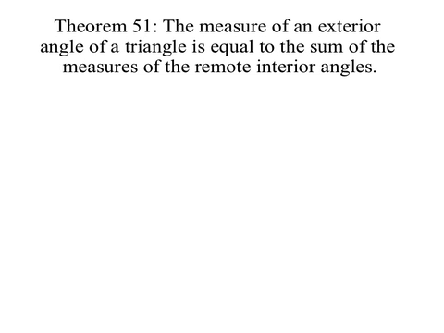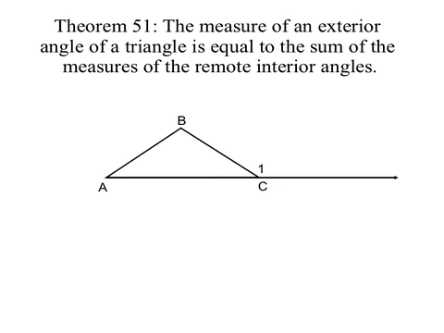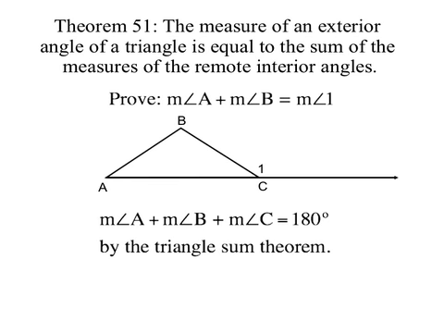And now another theorem. The measure of an exterior angle of a triangle is equal to the sum of the measures of the remote interior angles. We already had a proof that the measure of an exterior angle is greater than either of the remote interior angles, and now we're going to prove that it's equal to the sum of those two angles. Once again, we start with a triangle, and we'll extend one of the three sides to show one of the exterior angles, and we're going to mark that exterior angle, angle 1. And our job is to prove that the measure of angle 1 is equal to the sum of the measures of angle A and angle B.